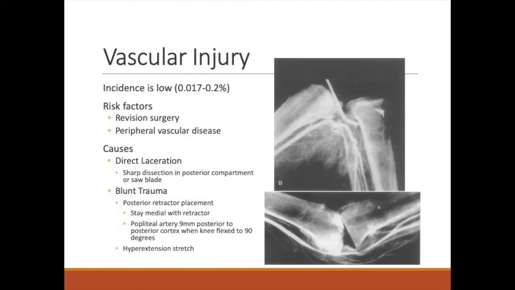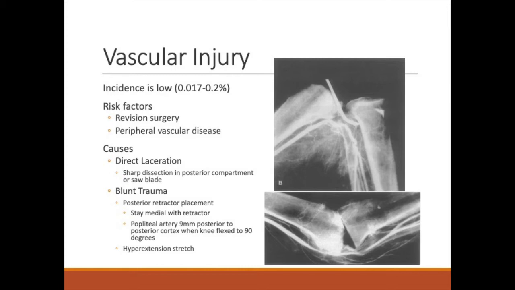Causes include direct laceration, usually from dissection in the posterior compartment or from the saw blade when cutting the tibia, and then blunt trauma, usually that posterior retractor placement as you try to lever that tibia forward. You can see these images on the right side of the screen are a cadaver study where they have a posterior retractor in there, and you can see just how close that comes to the popliteal vessel. So you can imagine as you slide that in there, you could easily hit them.